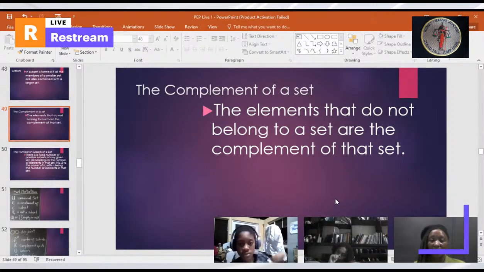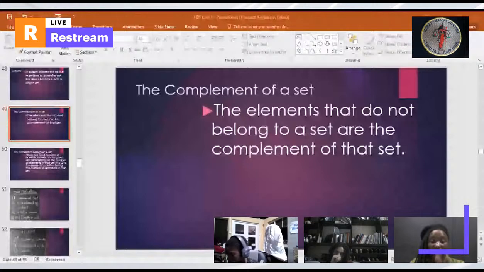The complement of a set. The elements that do not belong to a set are the complement of that set. All right. So when we have our Venn diagram and we have circles intersecting, them overlapping, we have some disjoints. We are asked to list elements of a set. All right. So we look carefully to see the elements in that circle. Also listing the elements that overlap with other circles.